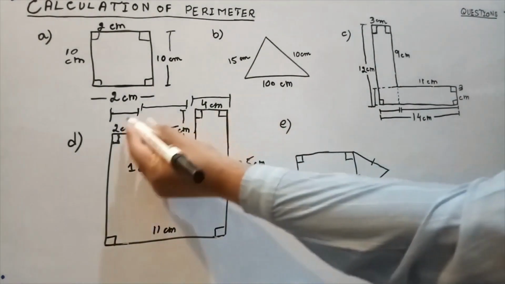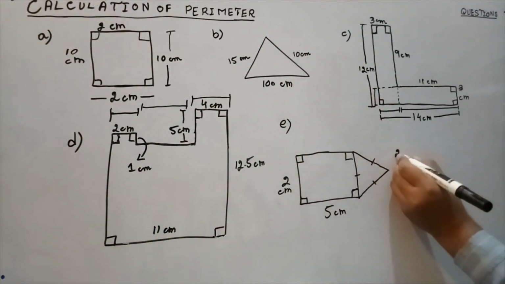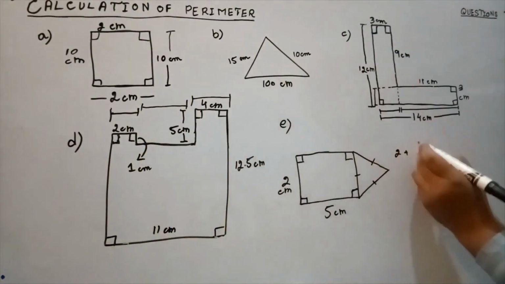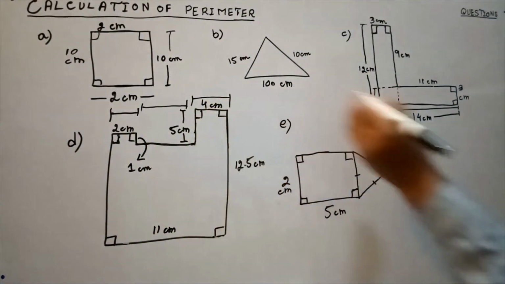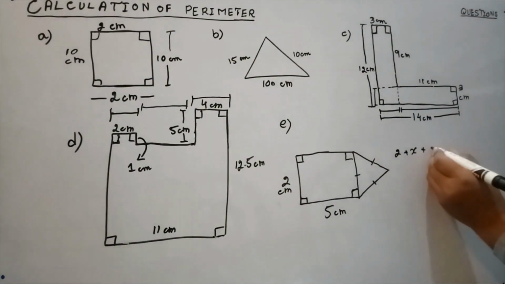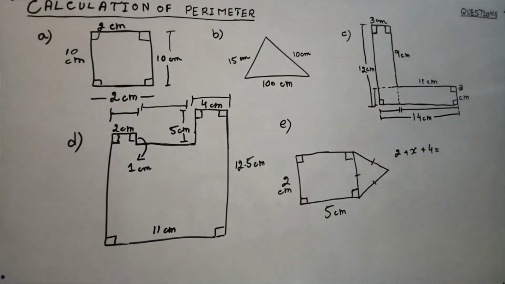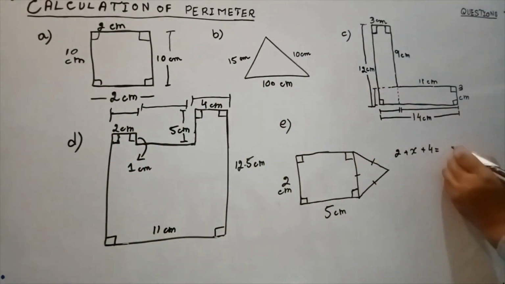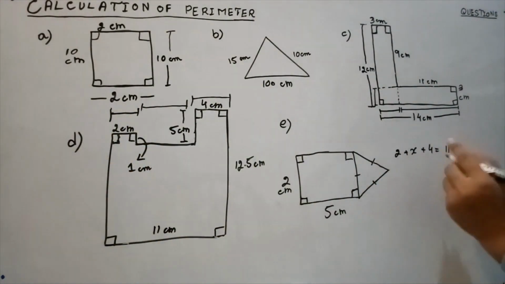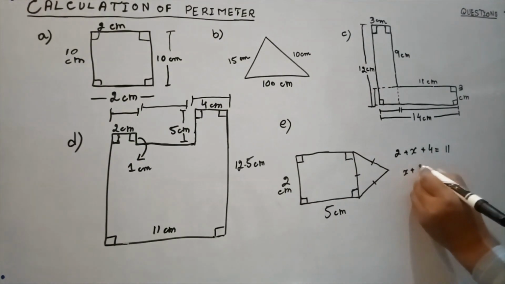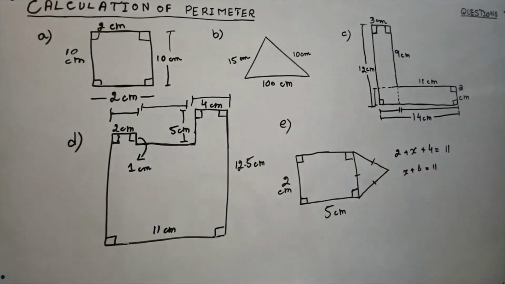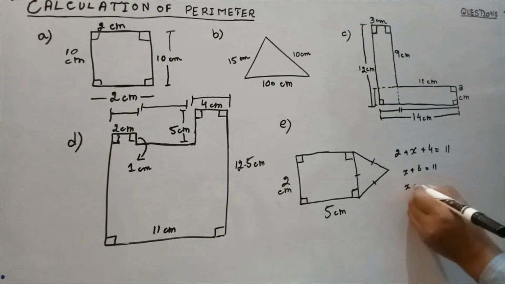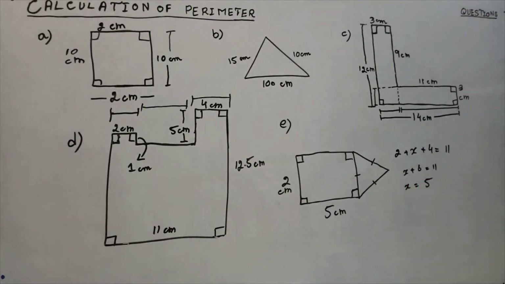So if I add this unknown length, let's say this is x, and this 4, and this 2, I will get a total of 11 centimeters. So 4 plus 2 is equal to 6. I will get x plus 6, and on the other side we have 11. So if I subtract 6 on both sides, I will get 5.